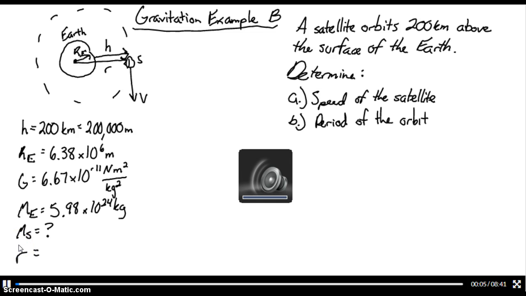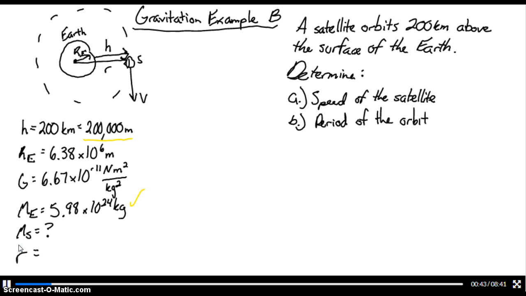Another gravitation example here. What I have here is a satellite orbiting 200 kilometers above the surface of the Earth. So here we have the Earth with a radius that we call r subscript e, which we know to be 6.38 times 10 to the 6th meters. We also have the distance from the Earth to the satellite, which is 200,000 meters, or 200 kilometers. We also have the mass of the Earth, which is 5.98 times 10 to the 24th kilograms.